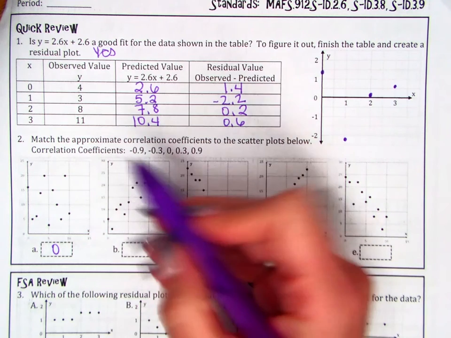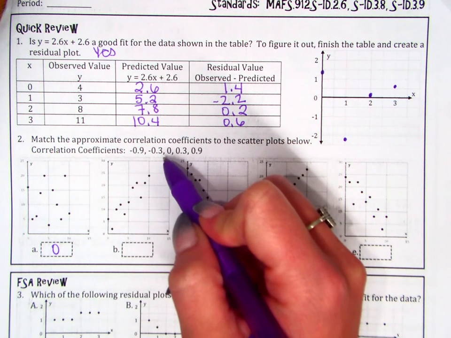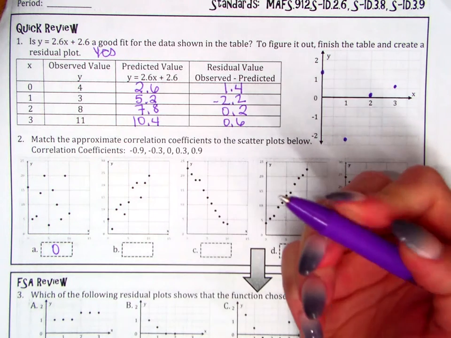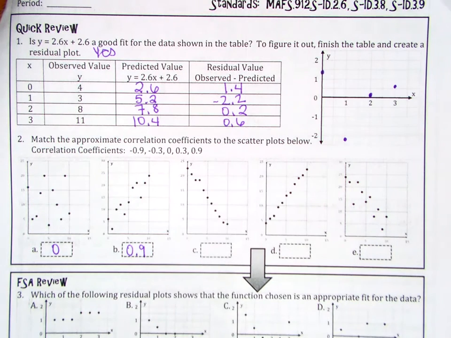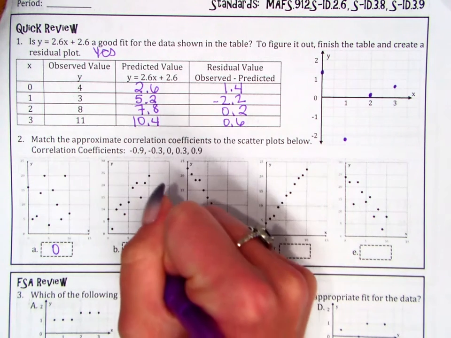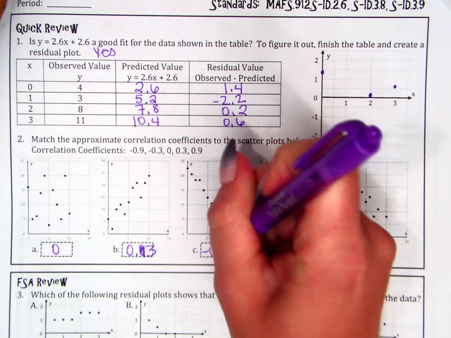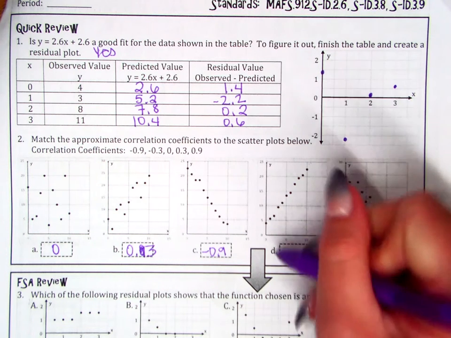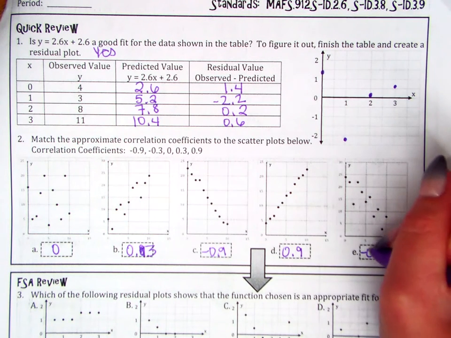So B, if you notice, if you were to draw a line, your line is going straight up, and it's a positive. And this is almost making a perfect line, but not perfectly. So we're going to say that this correlation is 0.9. Or excuse me, not 0.9. This one is 0.3. This one is negative 0.9 because it's almost a line, so it's almost perfect. This one is positive 0.9, and this is negative 0.3.